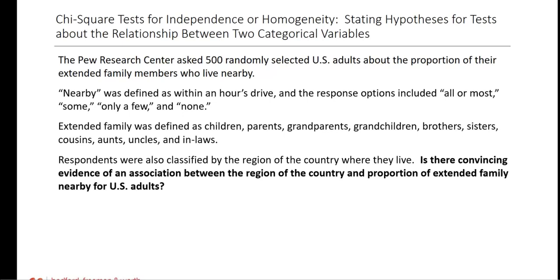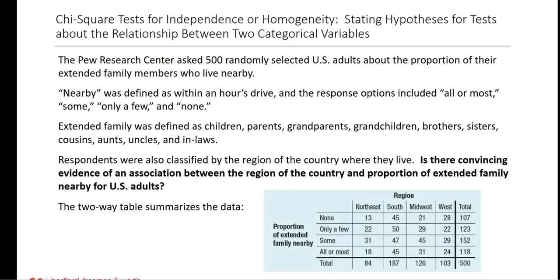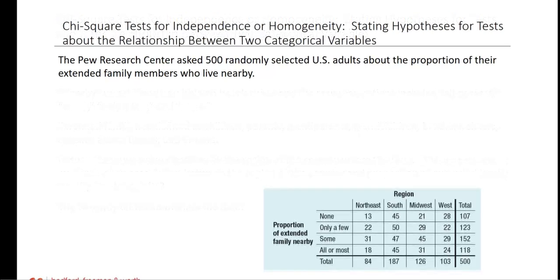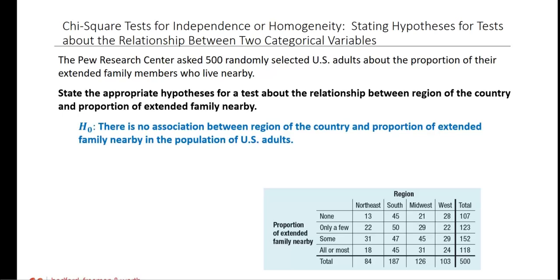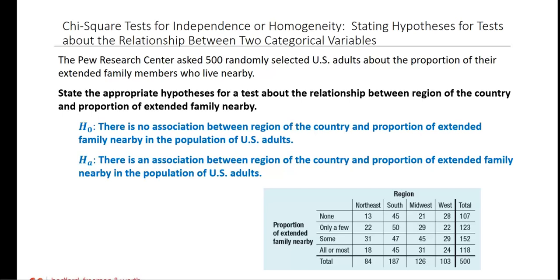So we're going to get right into the null. And here's the data. It's hard to look at the data and make any decisions right now. We'll have to do some analysis here. So the null would be, there's nothing going on here. There's no association between extended family and region of the country. The proportion of extended family and the region of the country that you live in. The alternate is there is an association. If you live in certain areas, you might be more prone to having your extended family live near you.